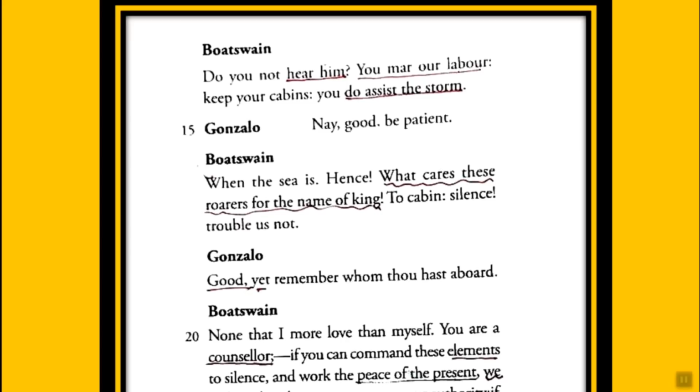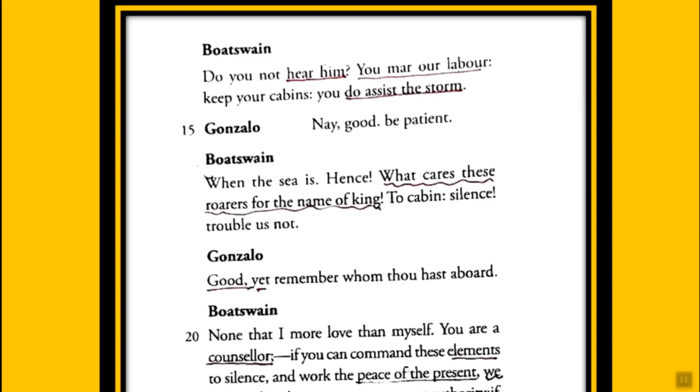Hence, what cares these roarers for the name of a king? So he says, what do these storms care if we are carrying a king? Means the storm will not stop just because we are carrying the king. So he says, when the sea will be silent, then only I will be patient. Till that time I have to work hard to save the ship. To cabin, silence, trouble us not. So he says, please go to the cabin and maintain silence.